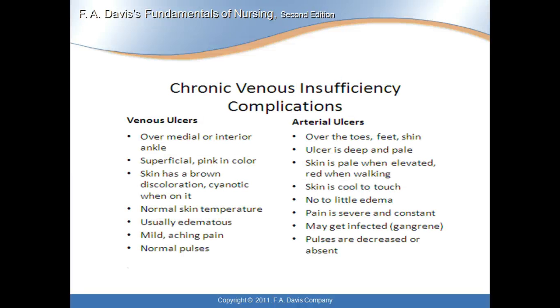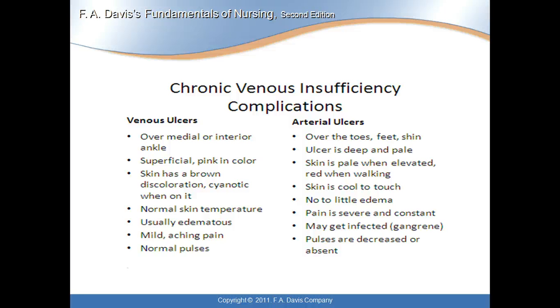Chronic venous insufficiency complications for venous ulcers. They're usually over medial or anterior ankles, superficial, pink in color. Skin has a brown discoloration, cyanotic look to it. Normal skin temperature, but usually edematous, mild aching pain, and normal pulses.